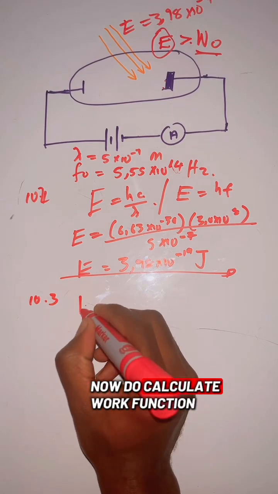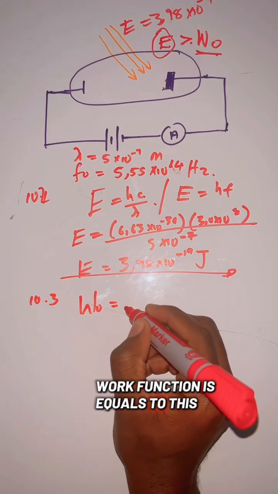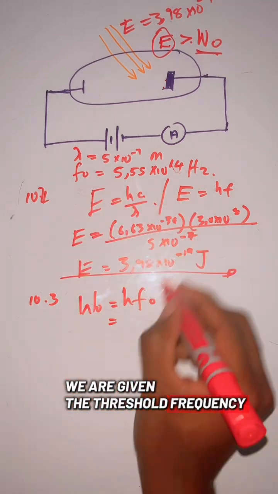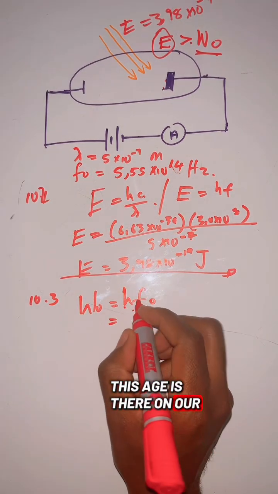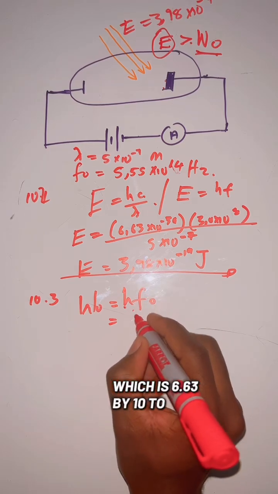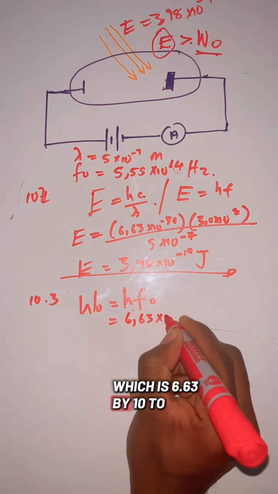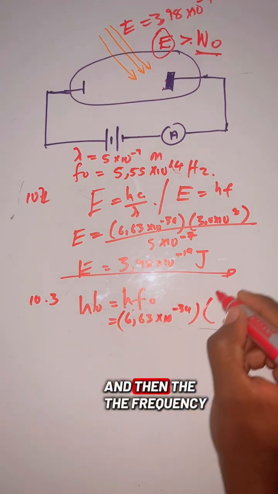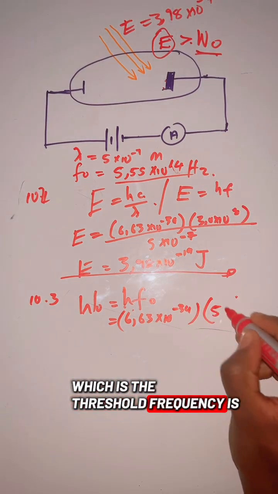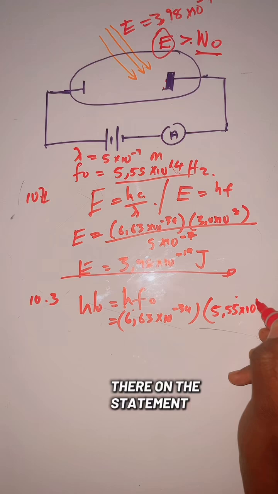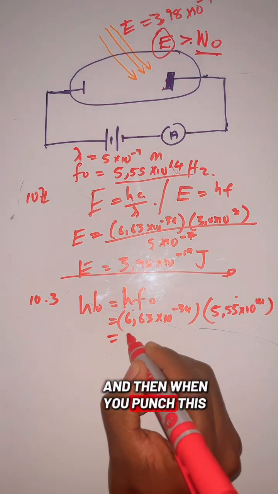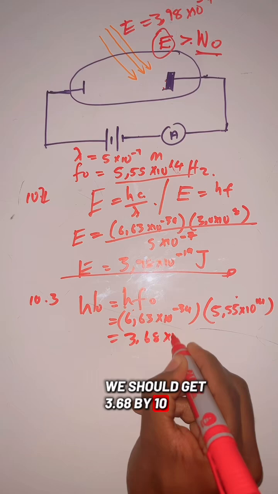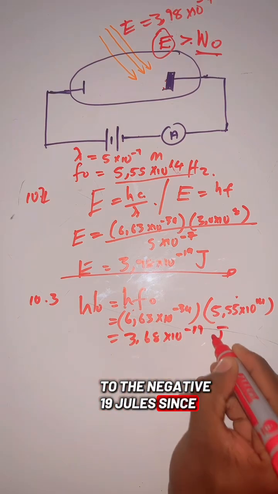The work function, how do you calculate the work function? Work function is equal to h times the threshold frequency. This formula is there on our formula sheet. We are given the threshold frequency. This h is there on our information sheet, which is 6.63 times 10 to the negative 34. And then the frequency, which is the threshold frequency, is there in the statement. And then when you punch this on a calculator, we should get 3.68 times 10 to the negative 19 joules, since it's an energy.